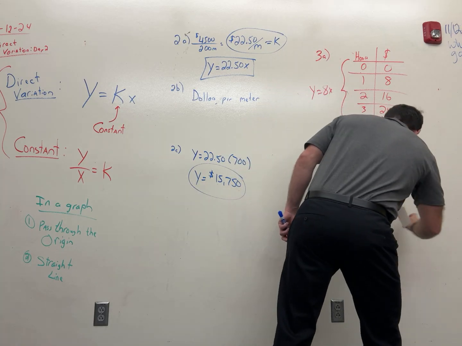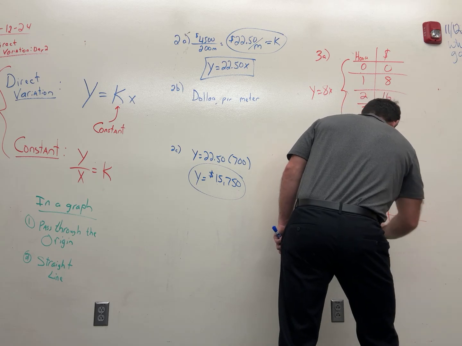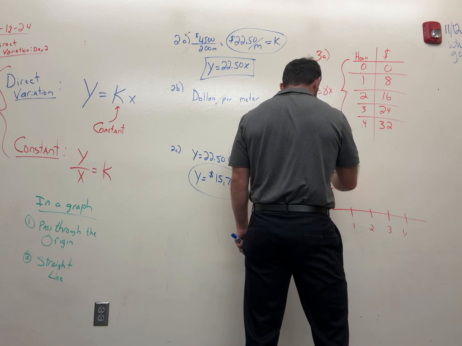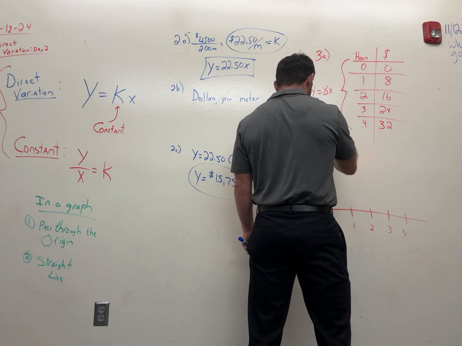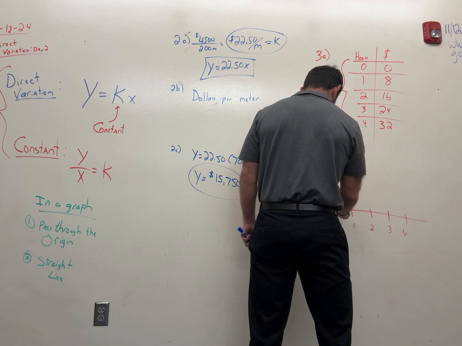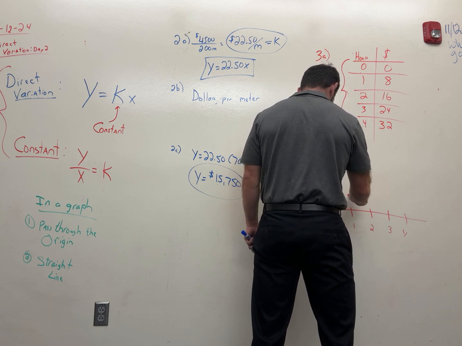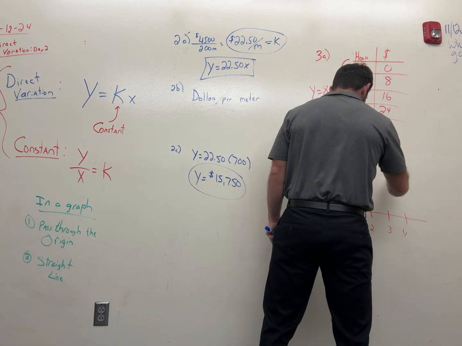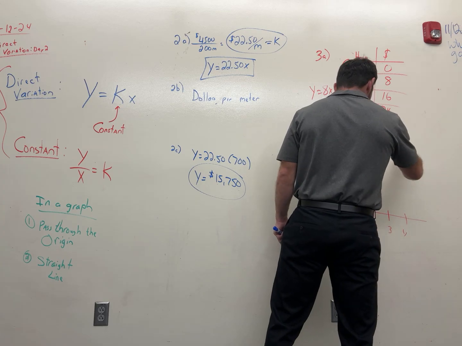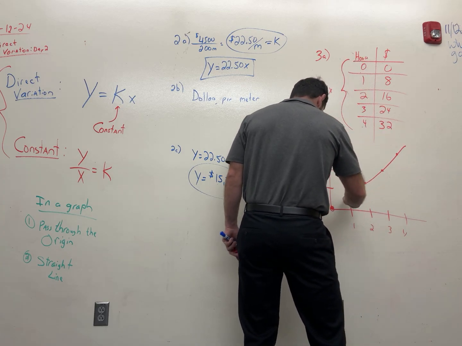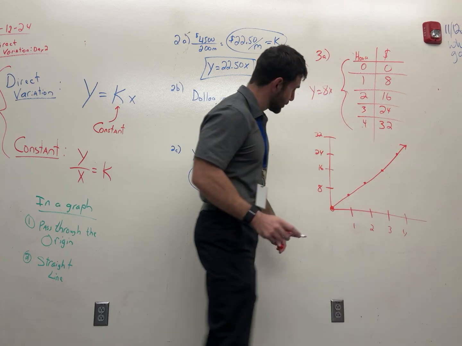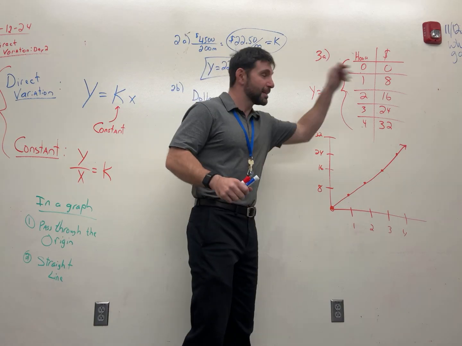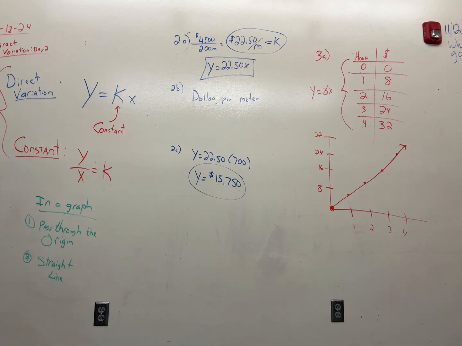When I graph this, 1, 2, 3, 4. Over here, I'm going to say 8, 16, 24, 32. 0, 0, 1, 8, 2, 16. So I can mark it however I'd like to. 3, 24, 4, 32. That's actually a really good line. Is this direct variation? Yes. Yes, it goes through the origin. It's a straight line. So we've got part A and B.